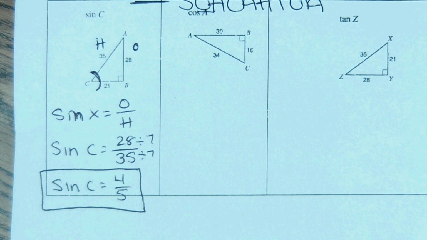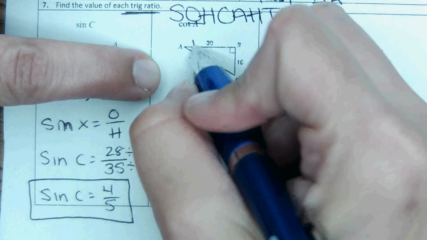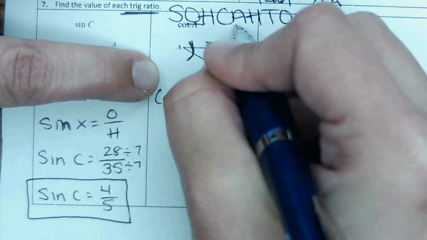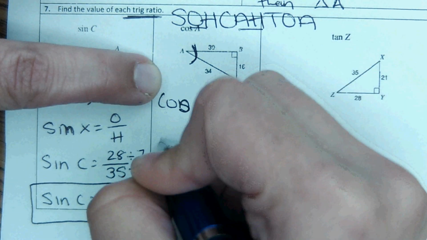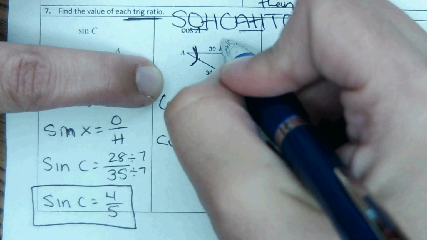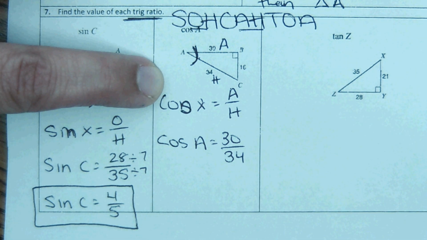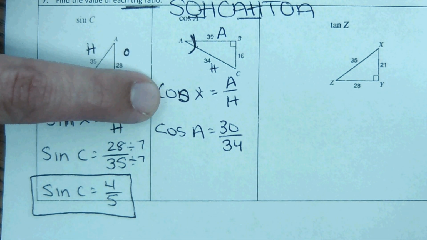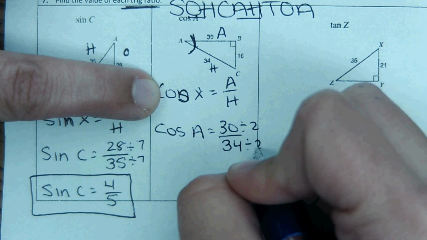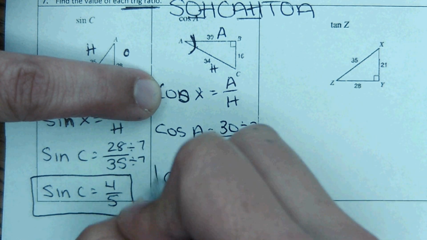Okay, and then this here, cosine of A, angle A right here, cosine of X equals adjacent over hypotenuse. So cosine of A from this angle, adjacent right here, hypotenuse, be 30 over 34. Then divide by, in this case, the greatest common factor is 2. Cosine of A is 15 over 17.